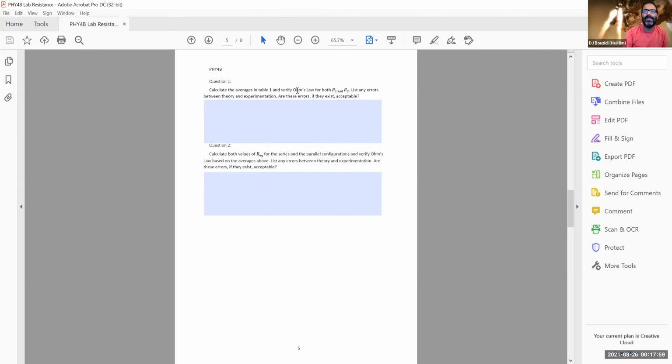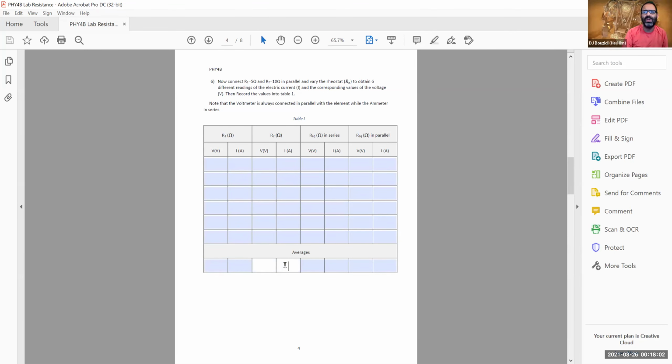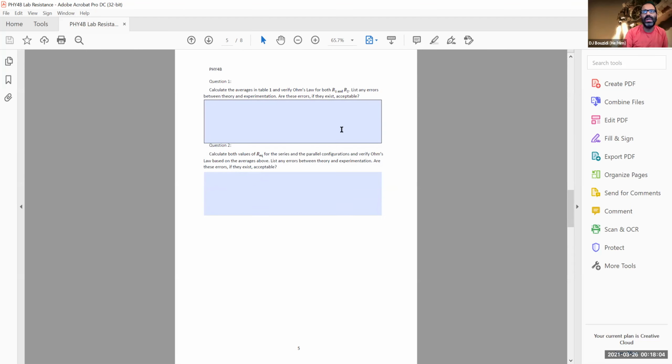Okay. And you do the same thing for R2. You take this average over this average and you check your answer. Are you getting 10 ohms? Okay. If it is too much, then you try to explain what's going on.